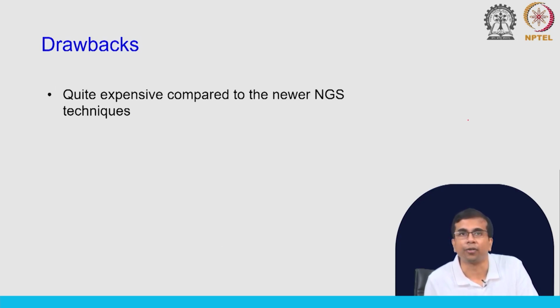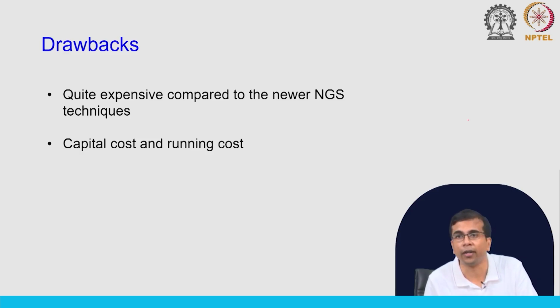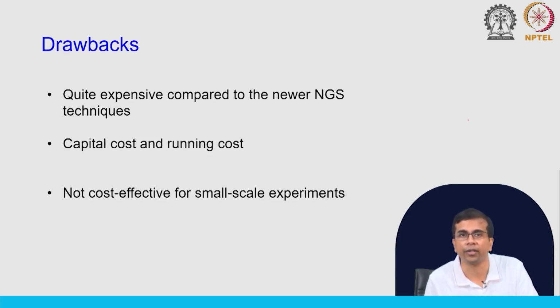There are of course some drawbacks, right. This is still quite expensive compared to newer NGS techniques, which we will discuss later. This is because of the use of the enzymes, etc. The capital cost is quite high because you have these optical detectors and they have to be very sensitive. So, the cost of the instrument is already quite high, and also the running cost, because you are using enzymes and modified nucleotides for the sequencing process.